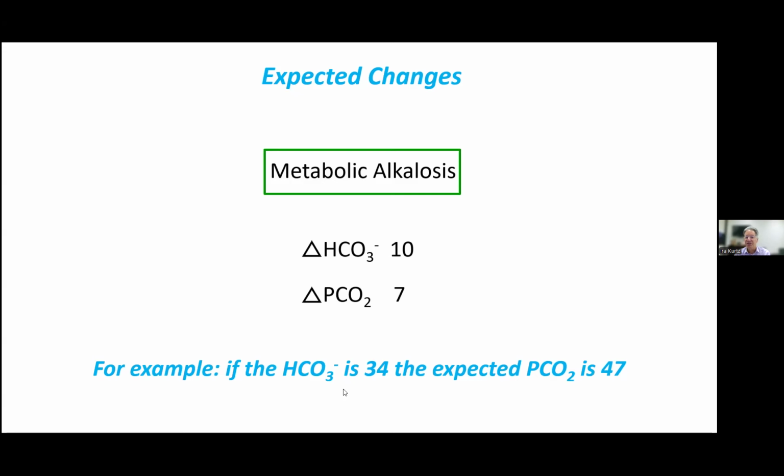So if you have a patient who started to vomit and the bicarb went from 24 to 34 and the PCO2 started at 40, you'd expect it to go to 47. If you see these numbers, 34 and 47, again, I'm not showing you the pH. Just looking at these numbers alone, this has to be a compensated metabolic alkalosis. Can't be anything else. Because the deltas were 10 to 7.